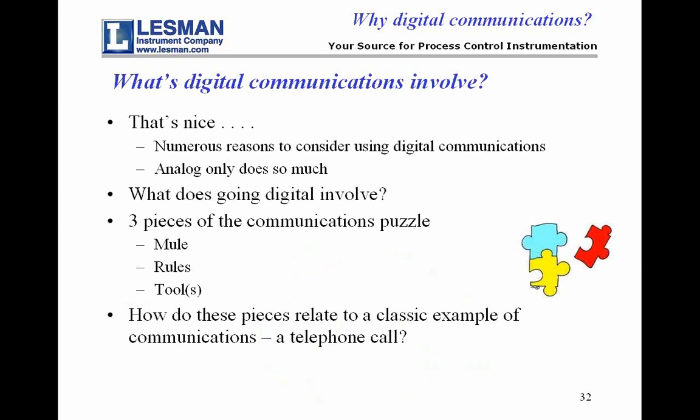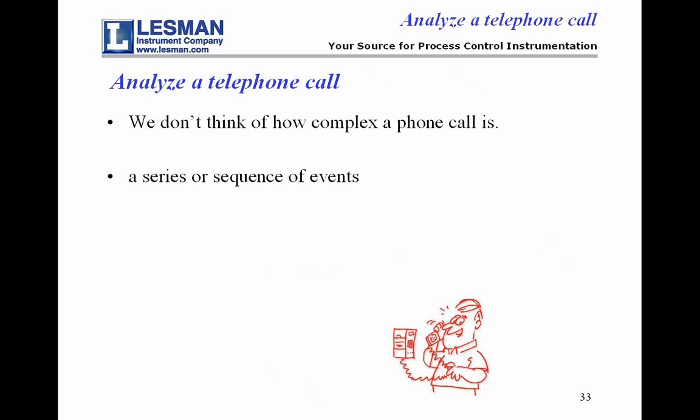Digital would be nice, and all that's very nice. But what do we have to do to actually get there? Well, there are three pieces of this communication puzzle. There's the mule, the rules, and the tools. And I want to relate these to a telephone call to understand why we need three pieces in there and not just one or two.